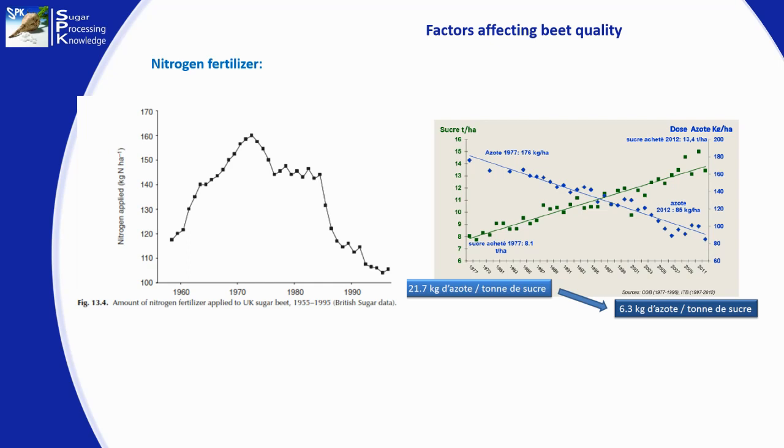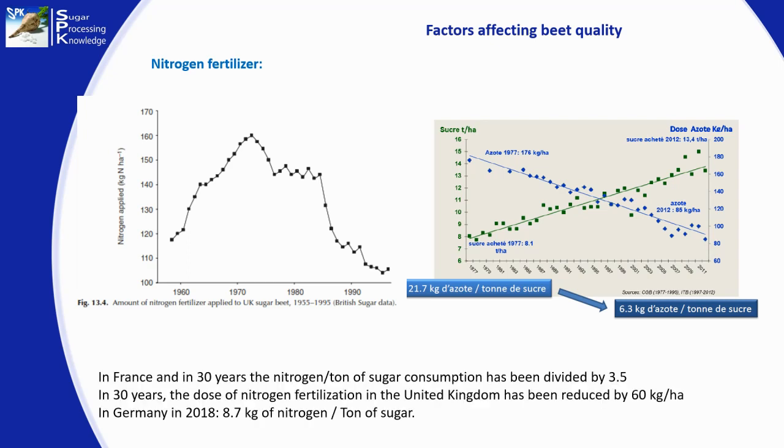per hectare. We can also see that the nitrogen dose goes from 21.7 kilograms of nitrogen per ton of sugar to 6.3 kilograms per ton of sugar. Thus, in 30 years, the consumption of nitrogen per ton of sugar has been divided by 3.5 in France. In 30 years, the nitrogen fertilization rate in Great Britain has also been reduced by 60 kilograms per hectare, and in Germany in 2018, it has been reduced to 8.7 kilograms of nitrogen per ton of sugar.